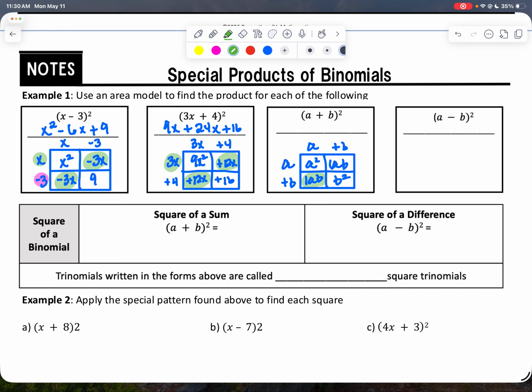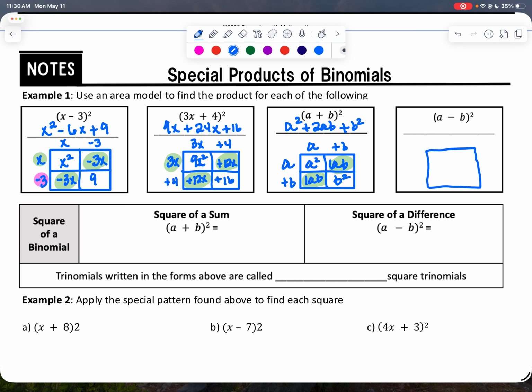Let me highlight my like terms because we're going to combine those. So we have a squared. 1ab plus 1ab is 2ab, and then b squared. So a plus b quantity squared became a squared plus 2 times a times b plus b squared. All right.